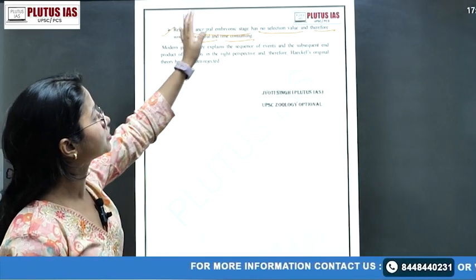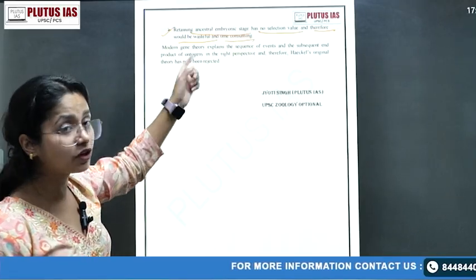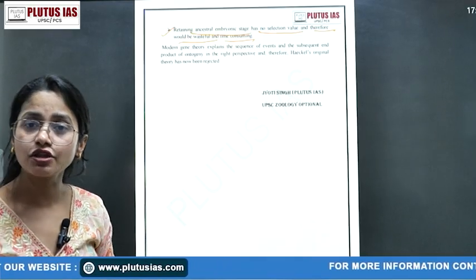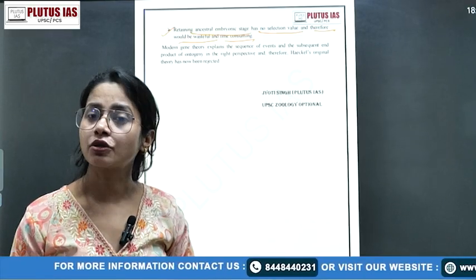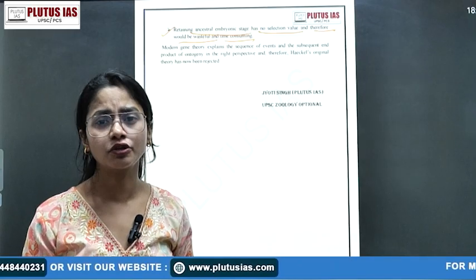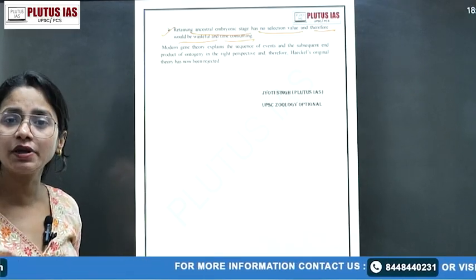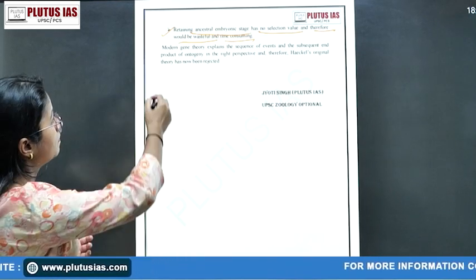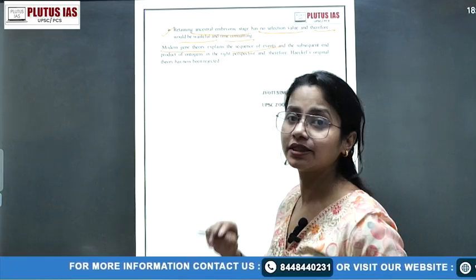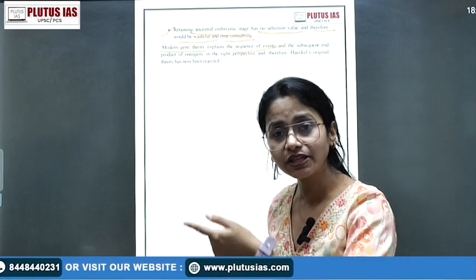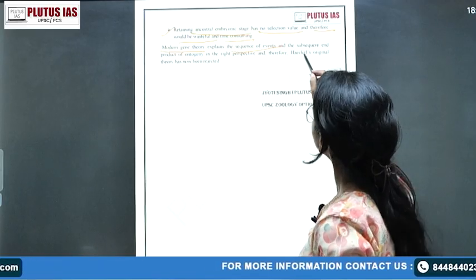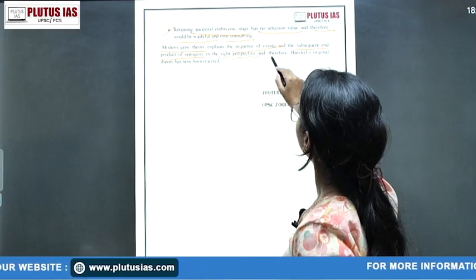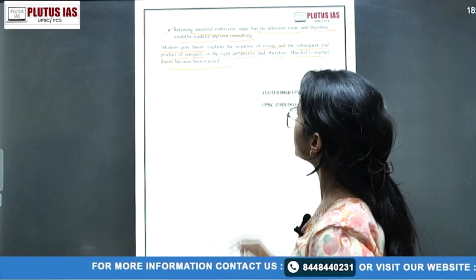So if you are saying that retaining ancestral embryonic stage has no selection value, therefore it would be wasteful, right, and time consuming, because if the changes of the evolution of the species are added in the later stages, then the initial one is wasteful, right? It should not be like that, because this would not be following the exact natural selection theory. But the biogenetic law was accepted. Why? Modern gene theory explains the sequence of events, the embryonic developmental stage, and the subsequent end product of ontogeny in the right perspective, and therefore Haeckel's original theory has now been rejected.